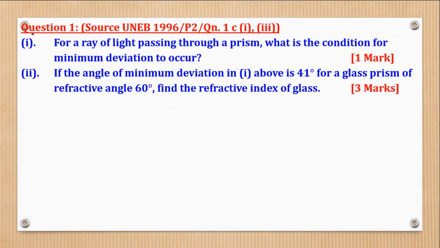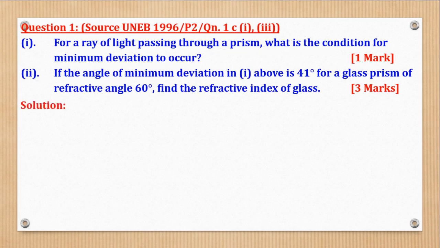So with that, we can go through these questions. First question came from UNEB 1996, part 2, question 1C. Roman 1 says, for a ray of light passing through a prism, what is the condition for minimum deviation to occur? Then part B, if the angle of minimum deviation in Roman 1 above is 41, for a glass prism of refracting angle 60, find the refractive index of glass.